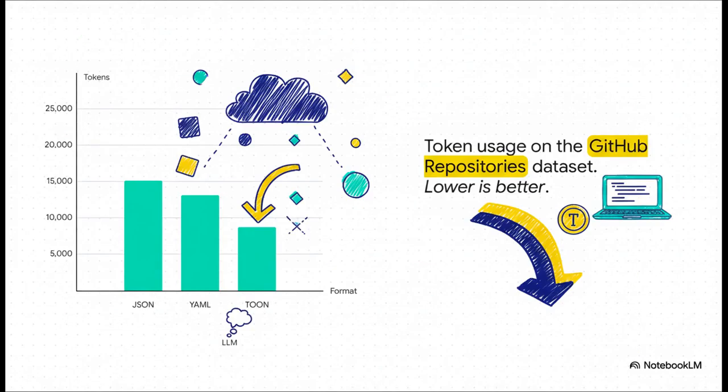Check this out. For a dataset of GitHub repositories, standard JSON clocked in at over 15,000 tokens. Ouch. YAML did a bit better, around 13,000, but TOON came in under 9,000 tokens. You don't even need to read the numbers, you can just see how much leaner it is. At scale, those savings are just massive.